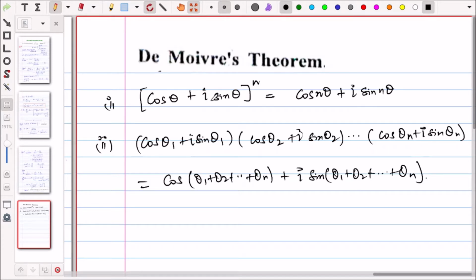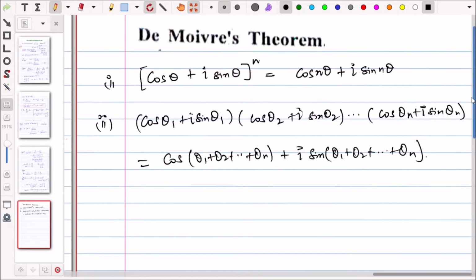So these two formulas you have to remember, because we are going to use them. We will learn about this in your next semester, but we will use it here also. So you just need to remember these two formulas. The first formula says that you can bring this power into the argument. So it becomes very simple.